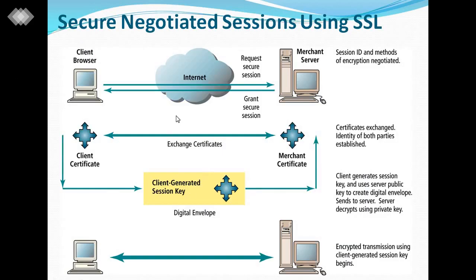So here is a secure negotiation session using SSL, where the client browser interacts with the merchant server, which sends a request, and the response is sent back to the client browser. In the client certificate exchange, the merchant certificate is exchanged, and the client generates a session key and sends it back to the merchant. After completing all these steps, encrypted transmission using the client-generated session key begins.